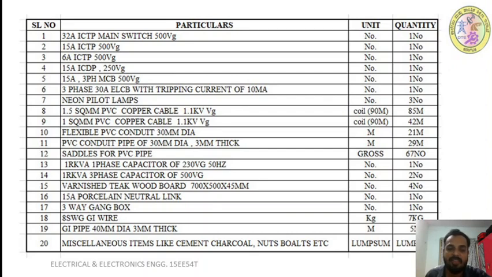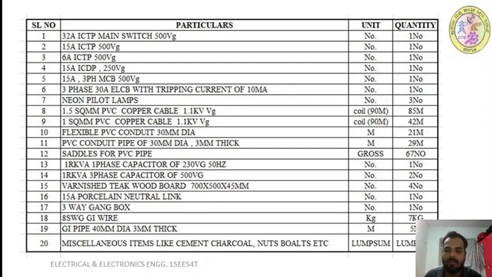Next, rigid PVC conduit pipe 30 mm dia, 3 mm thickness. The unit is meter. Same as before, you add up the rigid PVC that we have calculated from the main board to the starter board of the grinding machine, from the main board to the starter board of the lathe machine, and from the lathe machine to the drilling machine. What is the total length you require? You add all three calculations, and it becomes 29 meter. Next, saddles for PVC. In the same way, we have calculated saddles for each machine. Then you add up those saddles, and it becomes 67 numbers.